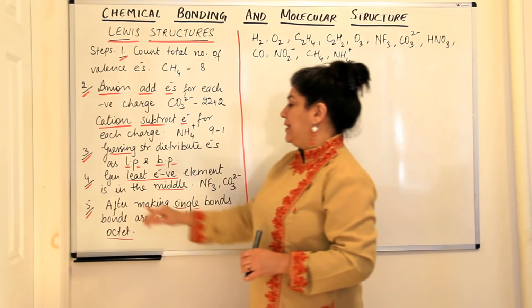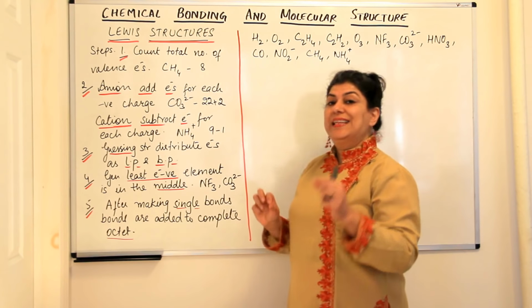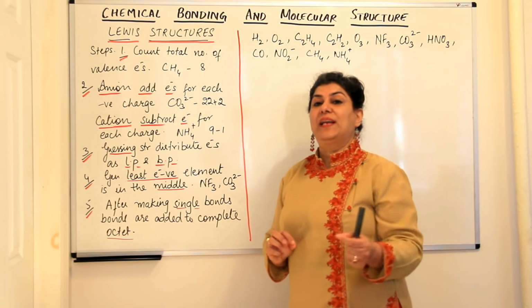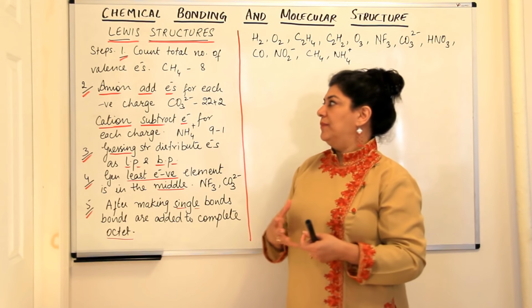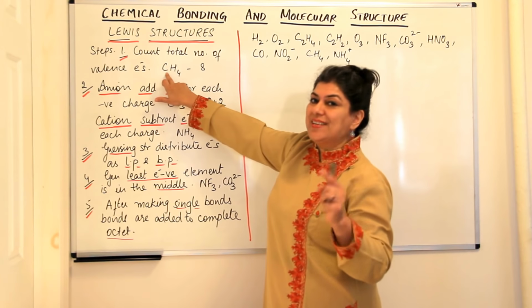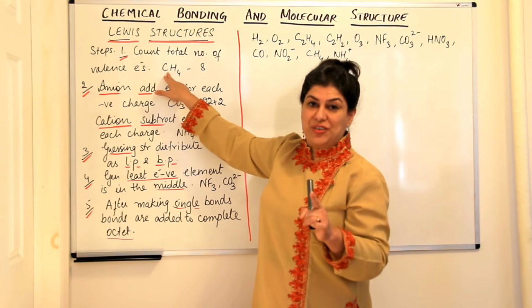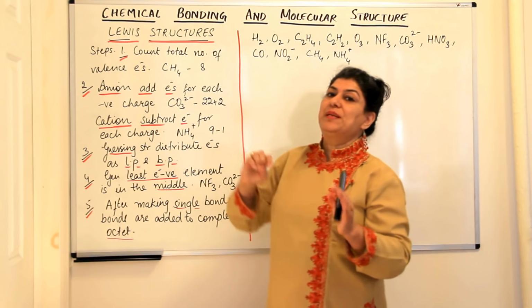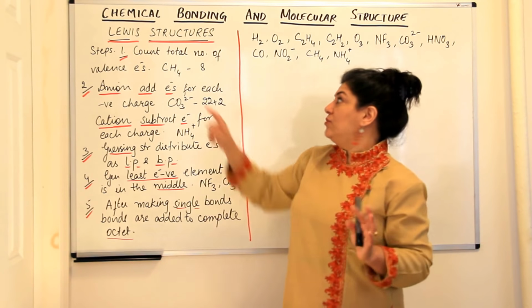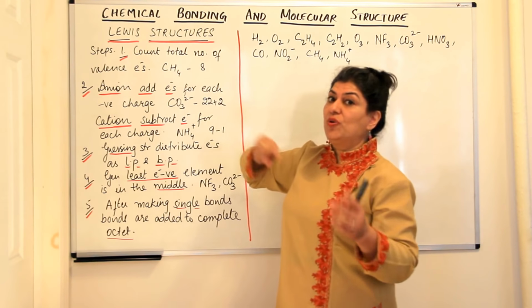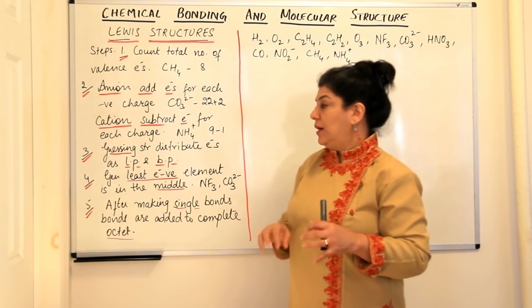The next step then is that generally the least electropositive element is usually in the middle. I told you the one which is present in lesser number is usually in the middle, and that usually is the electropositive element. And the electronegative element is normally the one that is surrounding, not in methane. Hydrogen is more electropositive in comparison to carbon.